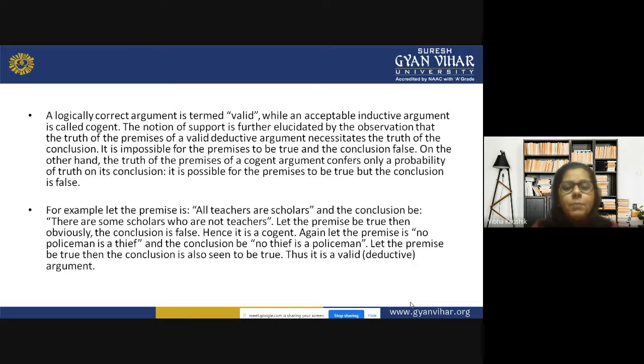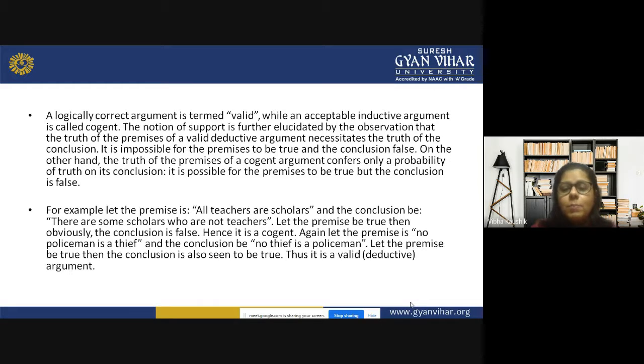For example, let the premise be: all teachers are scholars. We are taking the premise that all teachers are scholars, and there can be various conclusions on the basis of this statement. The conclusion: there are some scholars who are not teachers. Let the premise be true, that all teachers are scholars. The conclusion we are affirming, that there are some scholars who are not teachers, can be false. Hence it is cogent.